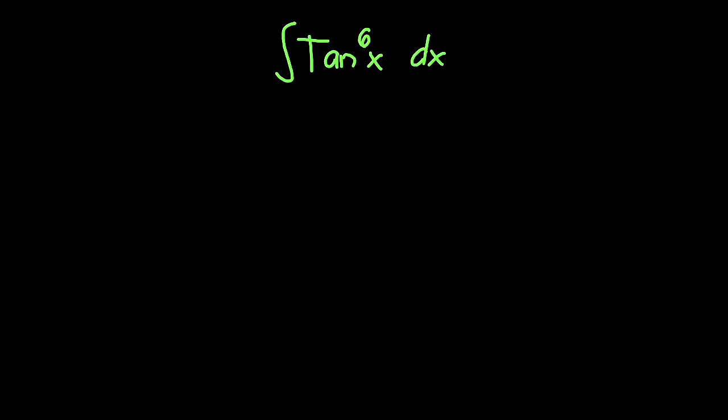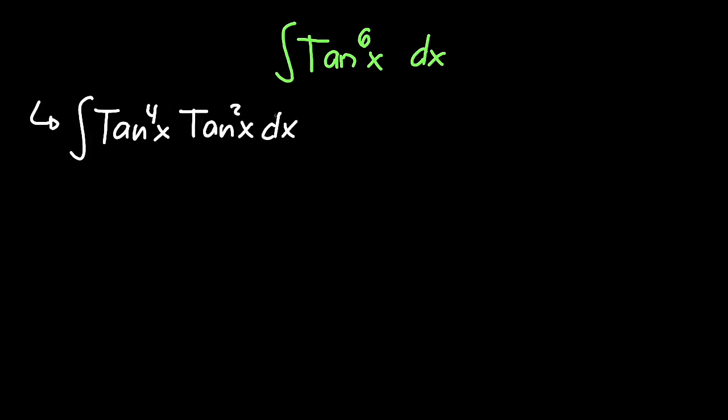Let us evaluate the integral of tangent to the power 6 of x. When dealing with an integral of tangent, you would need to first factor out a tangent squared. So this would be the integral of tan to the power of 4 of x multiplied by the factored out tan squared of x dx.